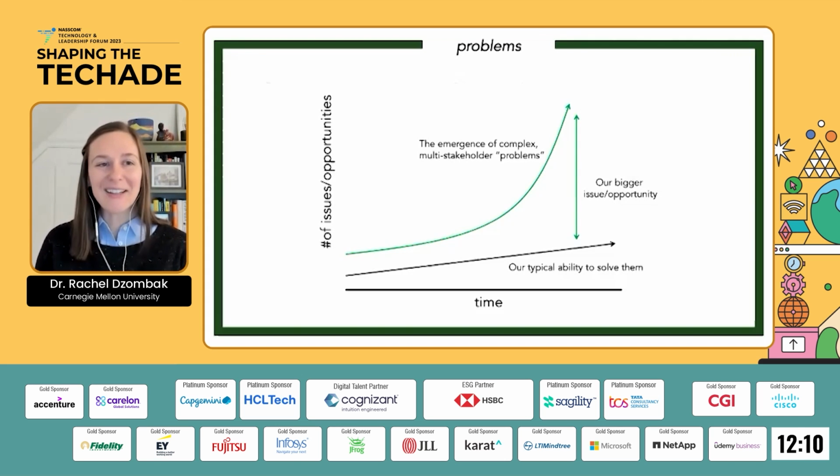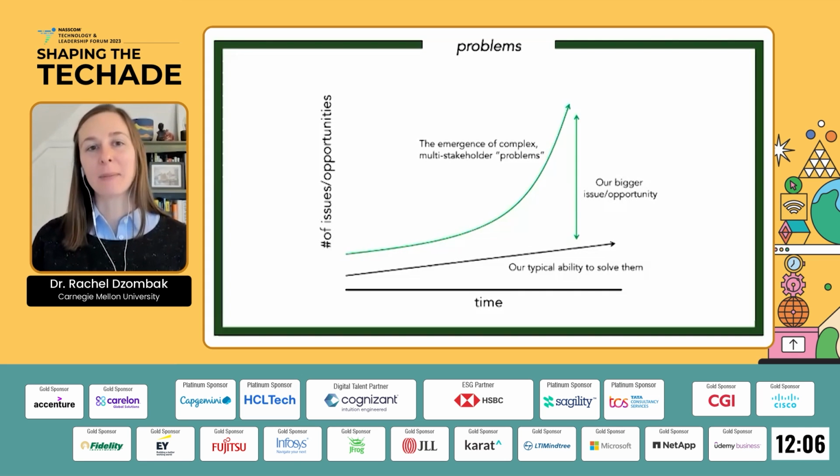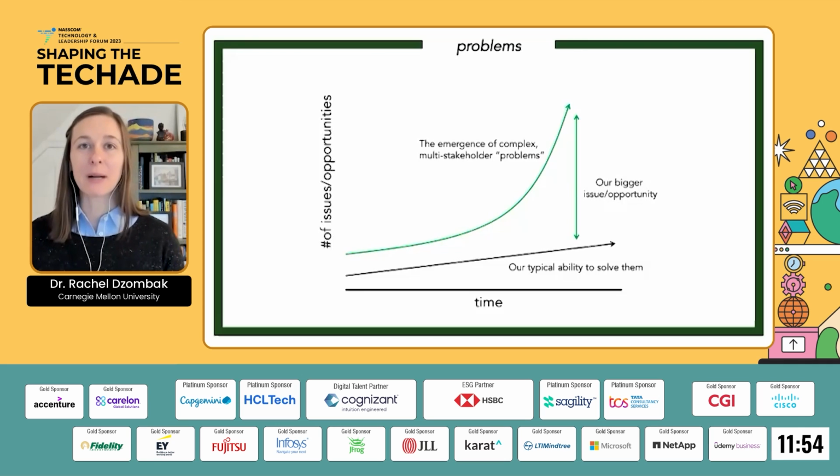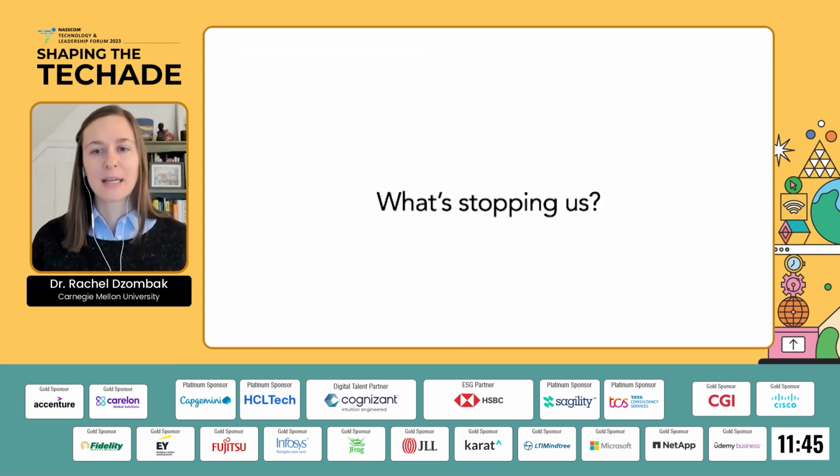And what makes this challenging today is that we're seeing a lot of complex problems coming to the surface. We're seeing this emergence of complex multi-stakeholder problems, but we haven't yet improved our methods of problem solving. So we have this big gap between our ability to solve complex problems and the number of complex problems that we're faced with as a society. So what's stopping us? Why is it so hard to address these complex systems?